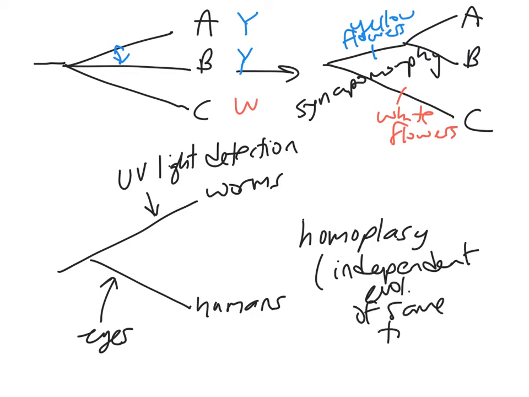So these are the types of traits where you would study an organism and you'd think, oh, they share the trait, they must be closely related, when they're actually not. It's misleading information. Does anybody have a better example of homoplasy than ultraviolet light detection?